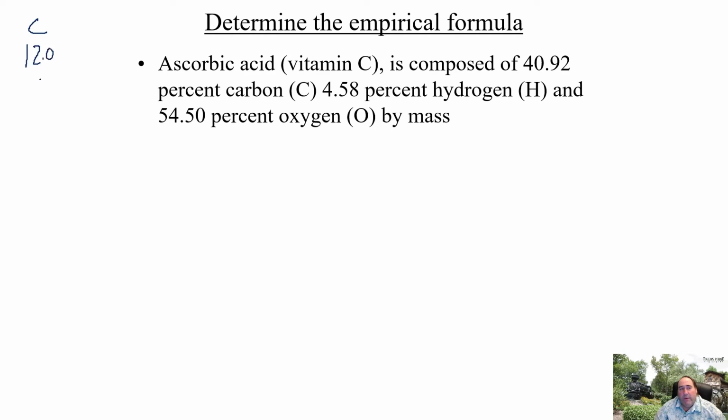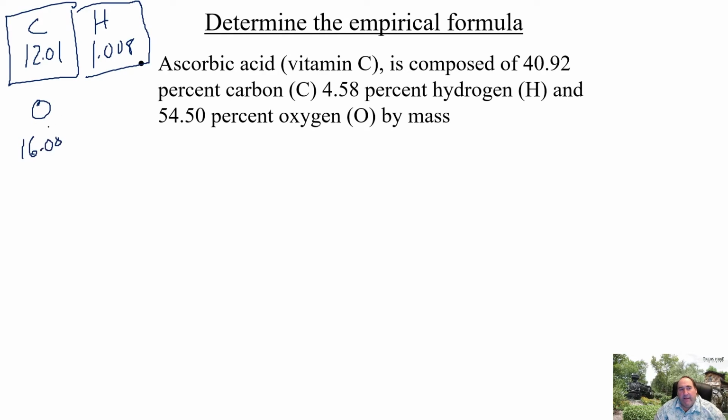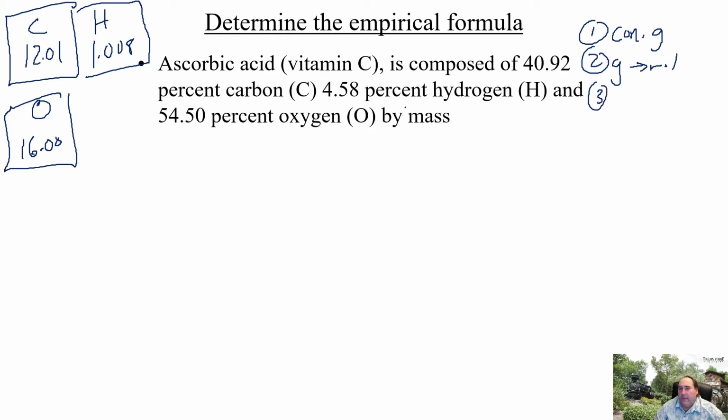Again, let me give you some numbers here that we've been using, which will help. Carbon, 12.01. Hydrogen, 1.008. Oxygen, 16. All right, so take a moment, figure out the empirical formula. Again, follow the steps. Convert to grams, grams to moles, and divide by smallest moles.